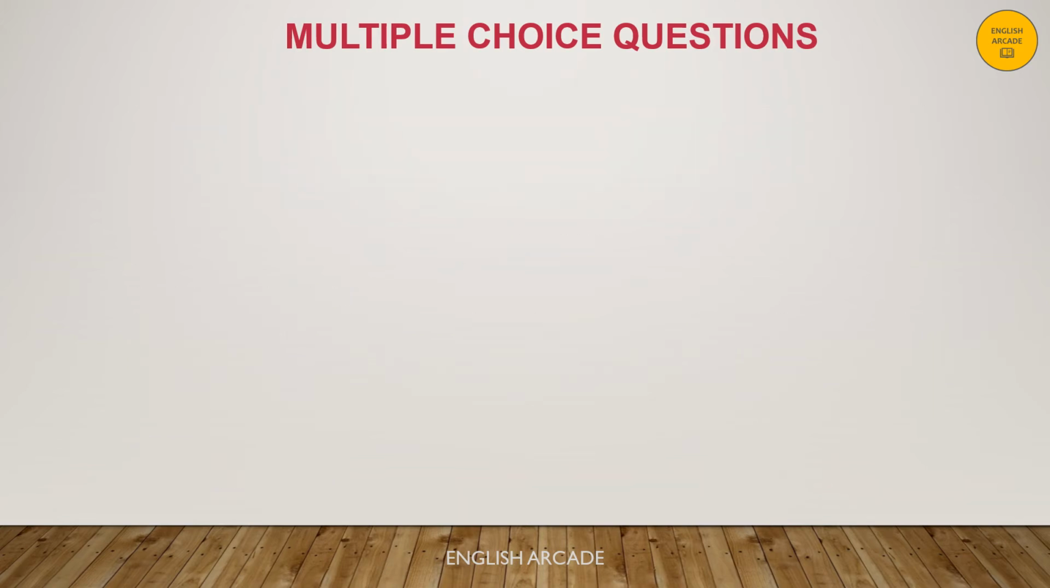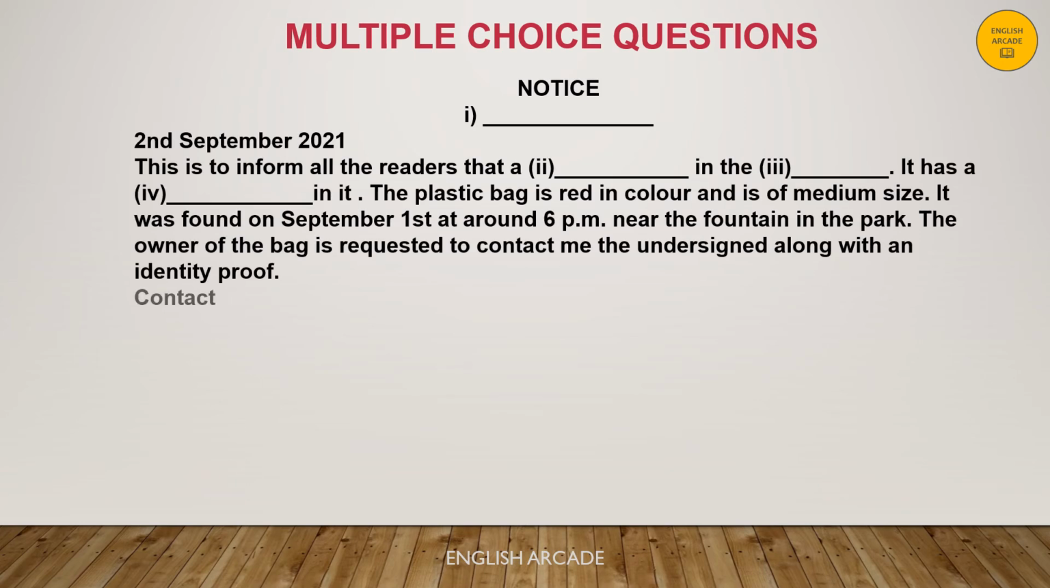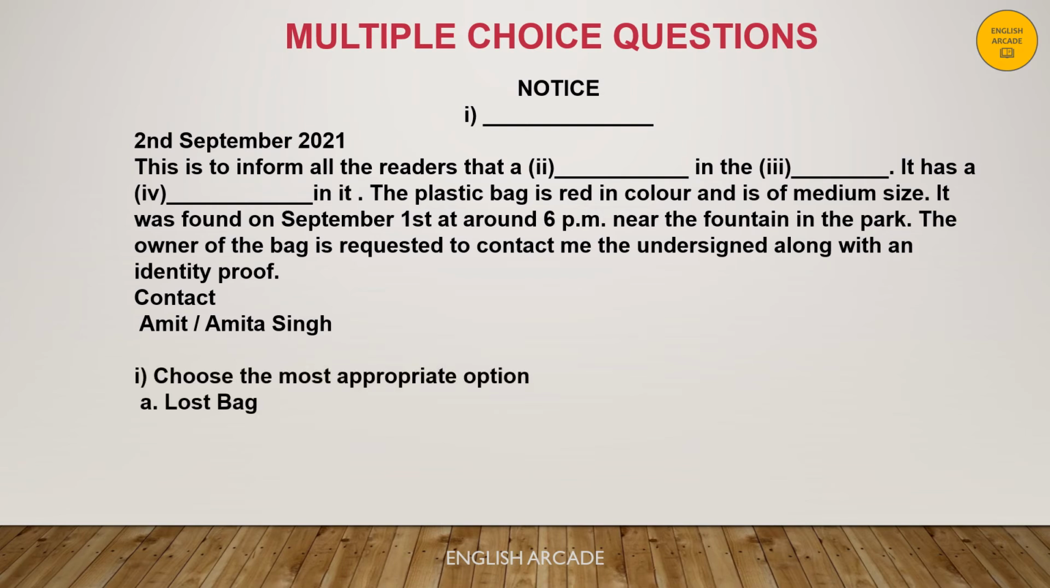Here goes the extract with the blanks again. Choose the most appropriate option for the first blank. The options are A. lost bag, B. bag found, C. plastic bag, D. missing plastic bag. And the correct answer is B, bag found, because this is a notice based on a found object.